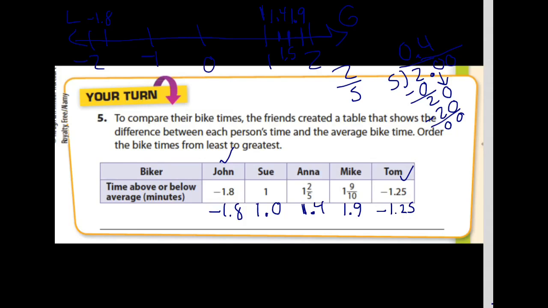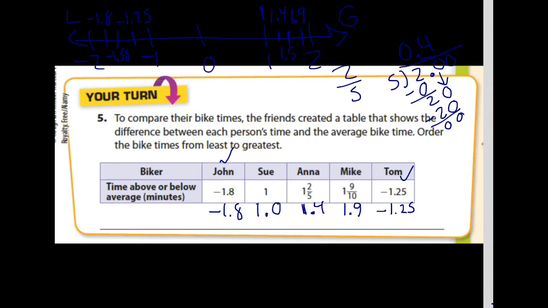And then my last number, negative 1 and 25 hundredths. I know it's not at negative 1 and 50 hundredths. It's not that far to the left, but it's getting there. It's like halfway in between negative 1 and negative 1 and 50 hundredths. So I'm going to put a line in between and put negative 1 and 25 hundredths.